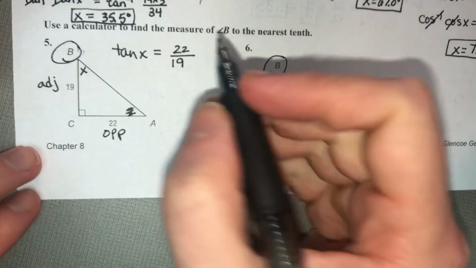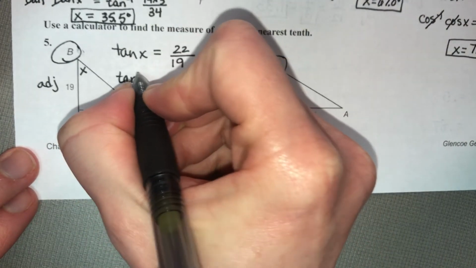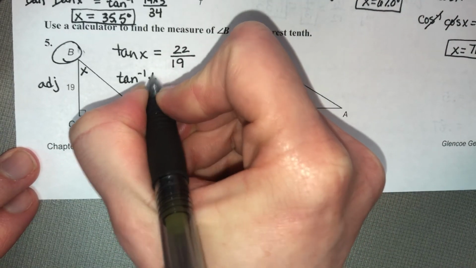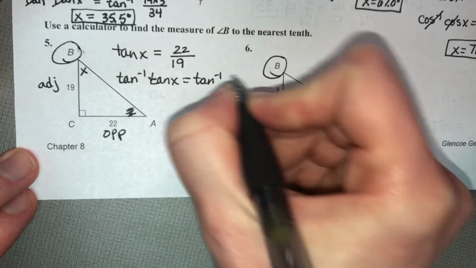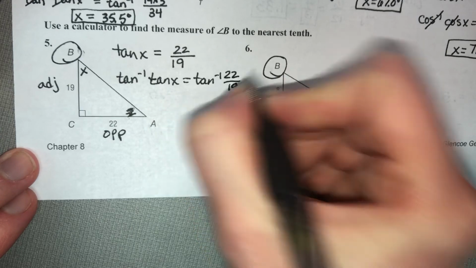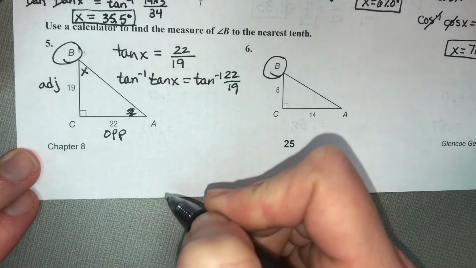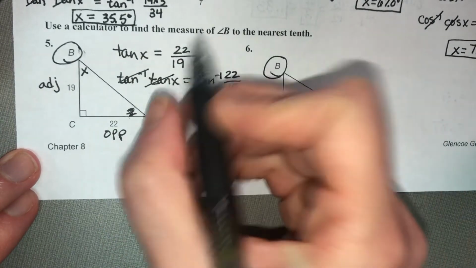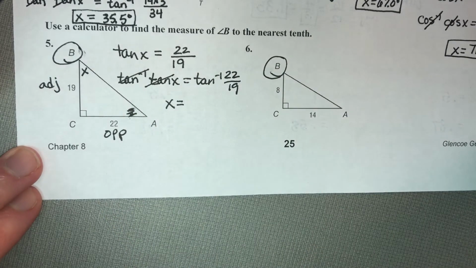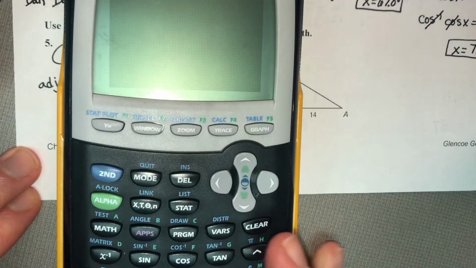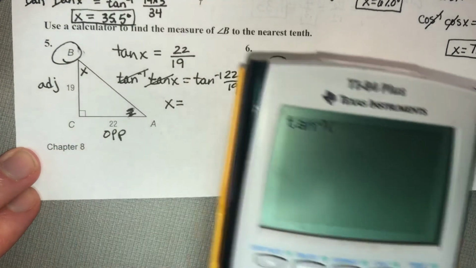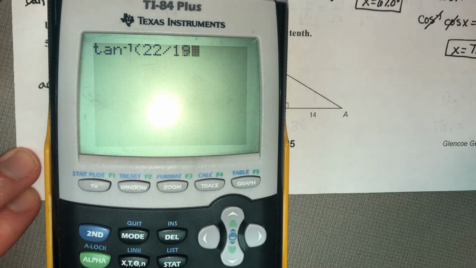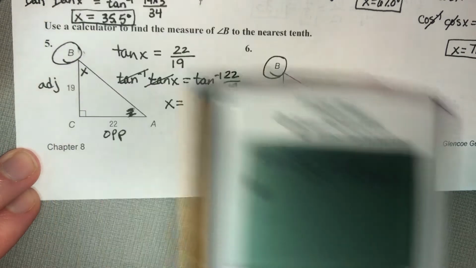Now to get the x by itself, I'm going to go inverse tangent of the tangent of x equals inverse tangent of 22 over 19. I'm just taking the inverse tangent on both sides. So that inverse tangent cancels out the tangent, and I'm going to go to my calculator and press second tangent, and then do 22 divided by 19. So that's 49.2 degrees.